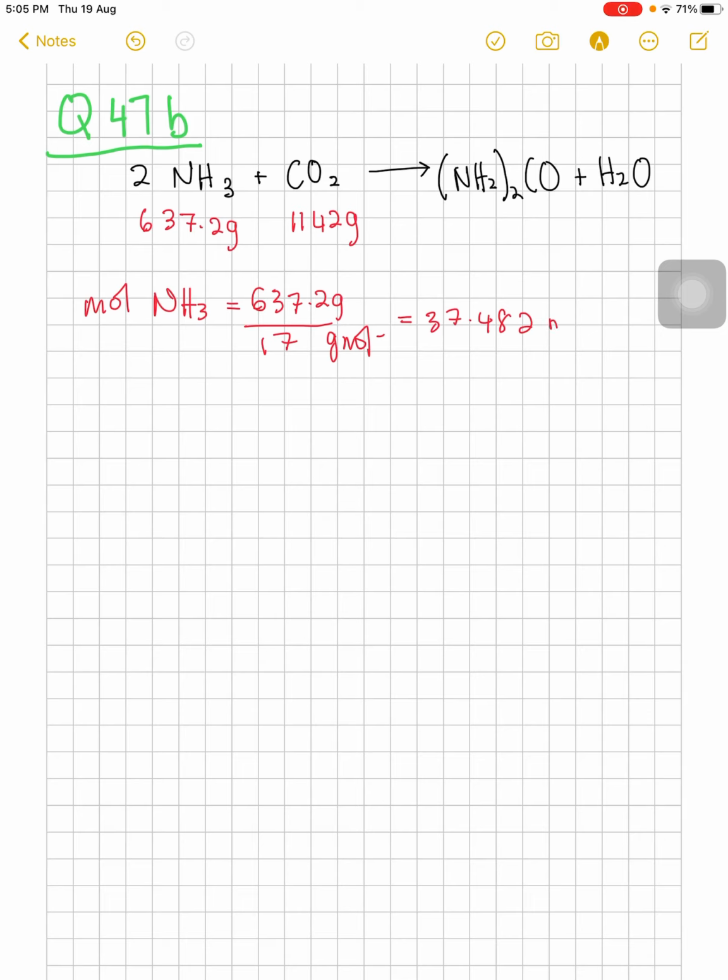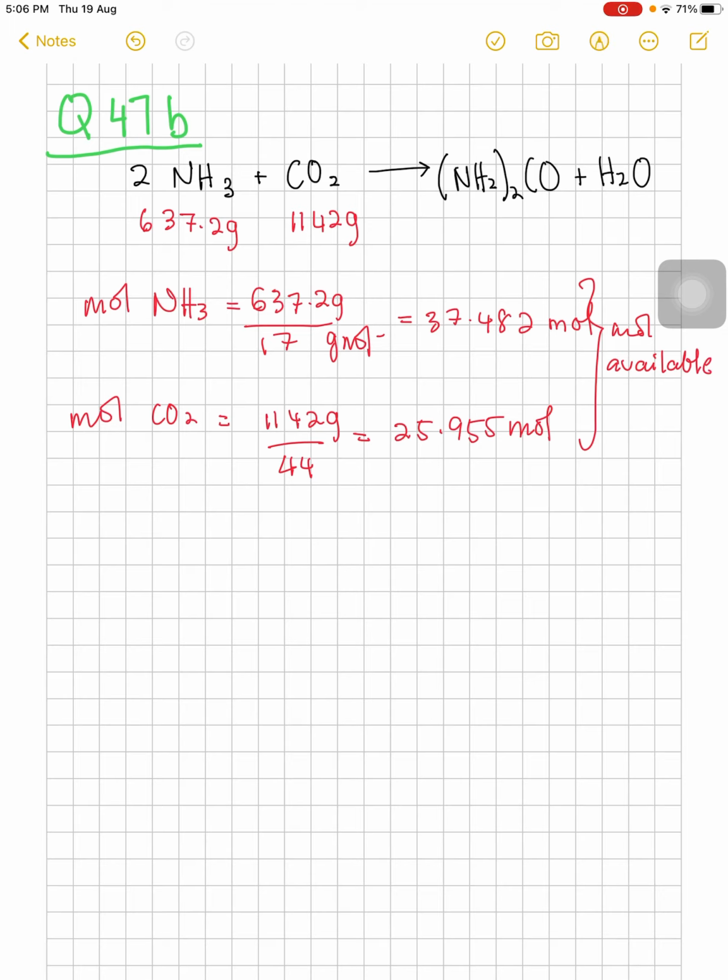37.482 mole. While mole of carbon dioxide is 1142 gram over 44, equal to 25.955 mole. Remember, this is the mole available.